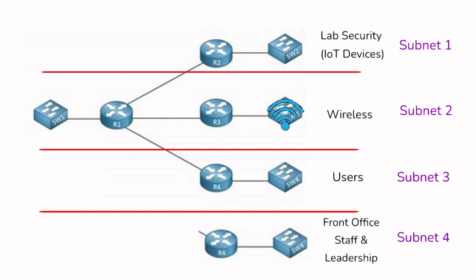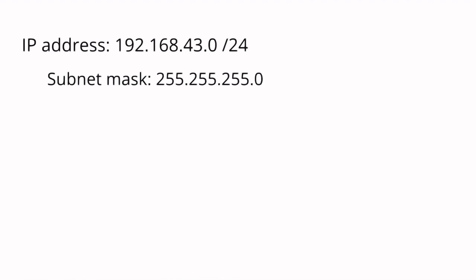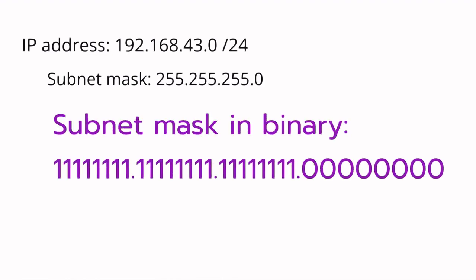I have another video explaining how to convert decimal to binary. If you are unfamiliar with that conversion, you should watch that video before you continue. Otherwise, you will miss some important steps, and the rest of this video will not make as much sense to you. The first step is to identify the subnet mask and convert it to binary. So let's start with the IP address 192.168.43.0/24, and we will write down our subnet mask in binary.